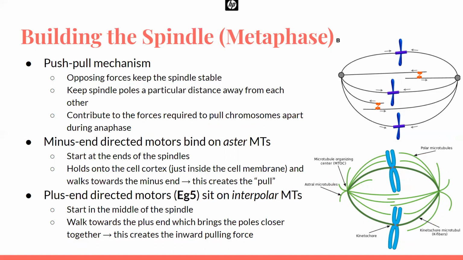opposing forces keep the spindle stable. So this pushing and pulling basically keep the spindle poles a particular distance away from each other so that they're stable enough. And they also contribute to the forces required to pull the chromosomes apart during anaphase. So basically how this works is the minus-end directed motors, and quickly, can someone tell me what a minus-end directed motor is?